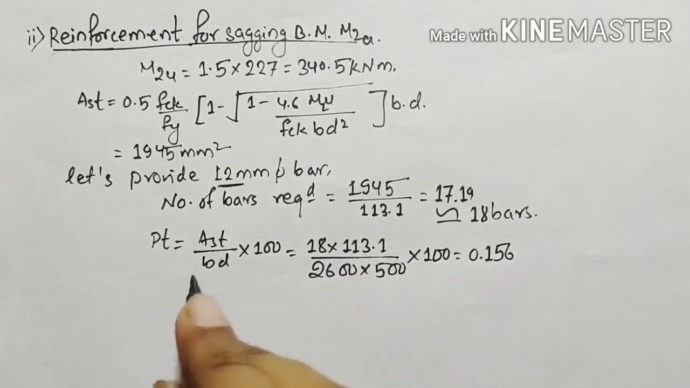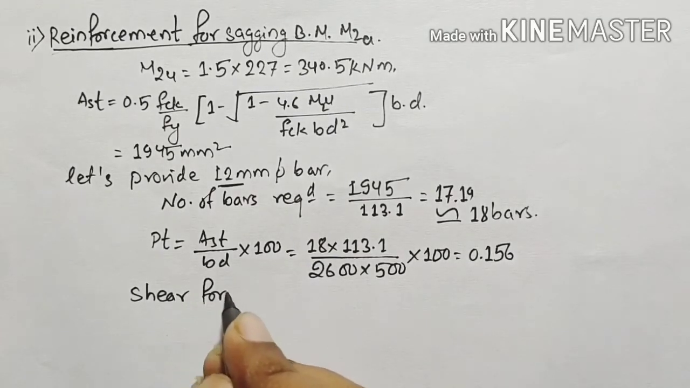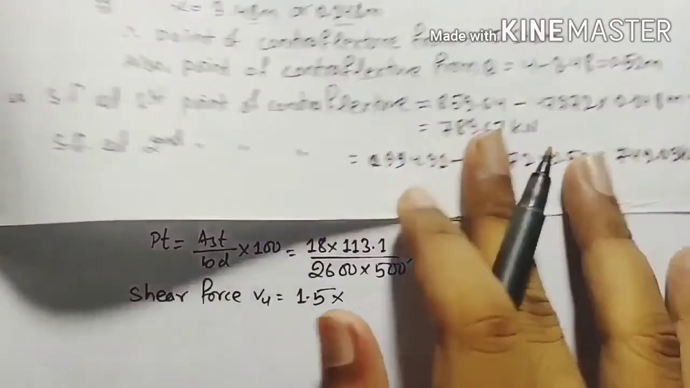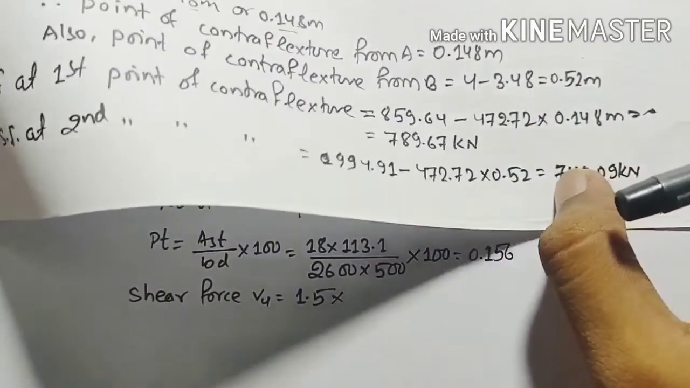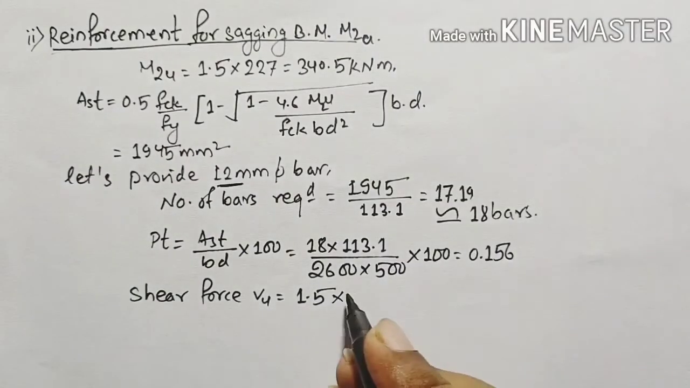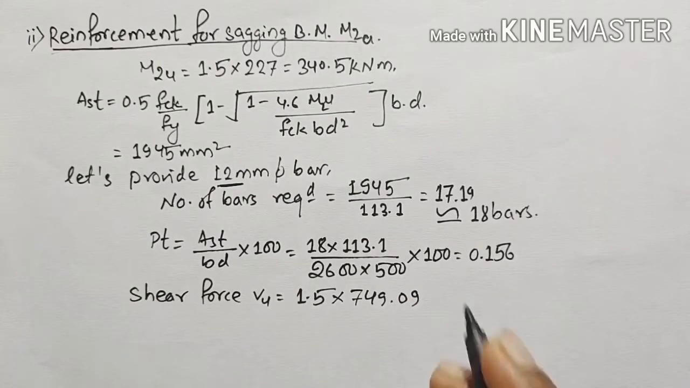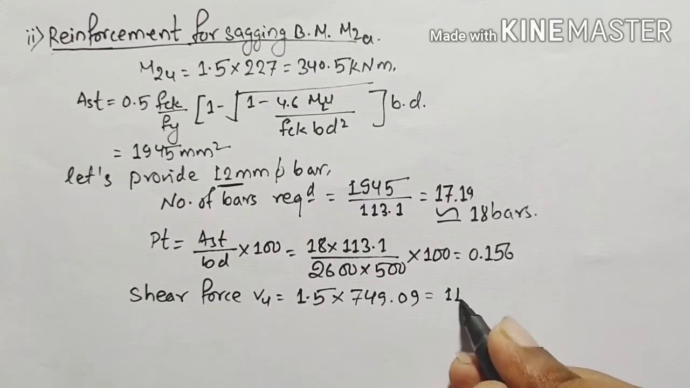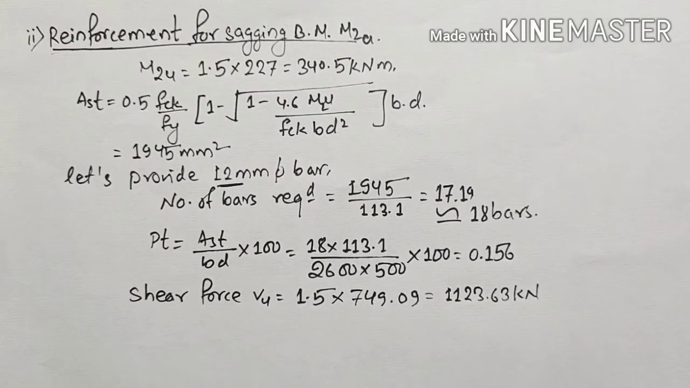Now after finding the percentage of steel, we need to take the value of shear force, that is shear force VU will be equal to 1.5 times the shear force at the second point of contraflexure, that is 749.09 kilonewton. So let's write it down here. VU equals 1.5 times 749.09, and after solving this we will get the value of VU, which will be equal to 1123.63 kilonewton.